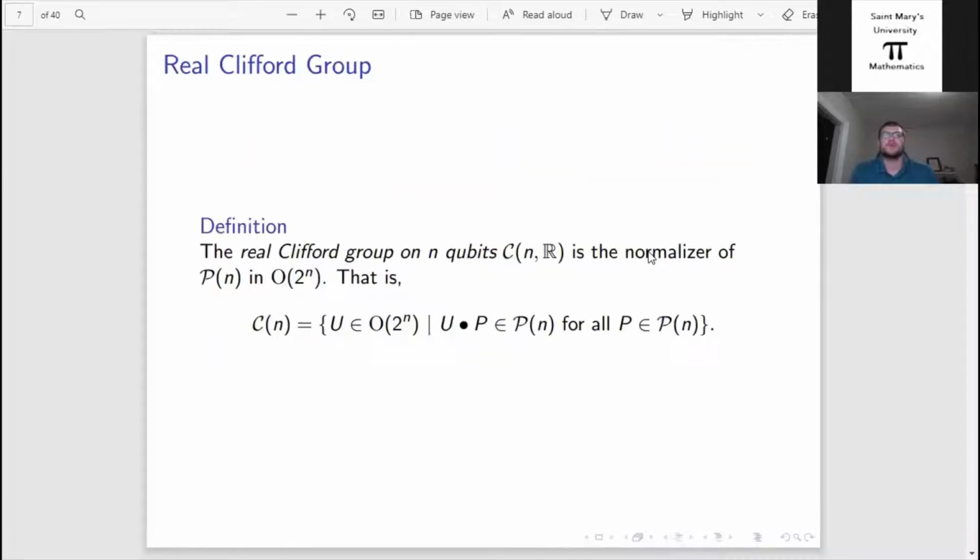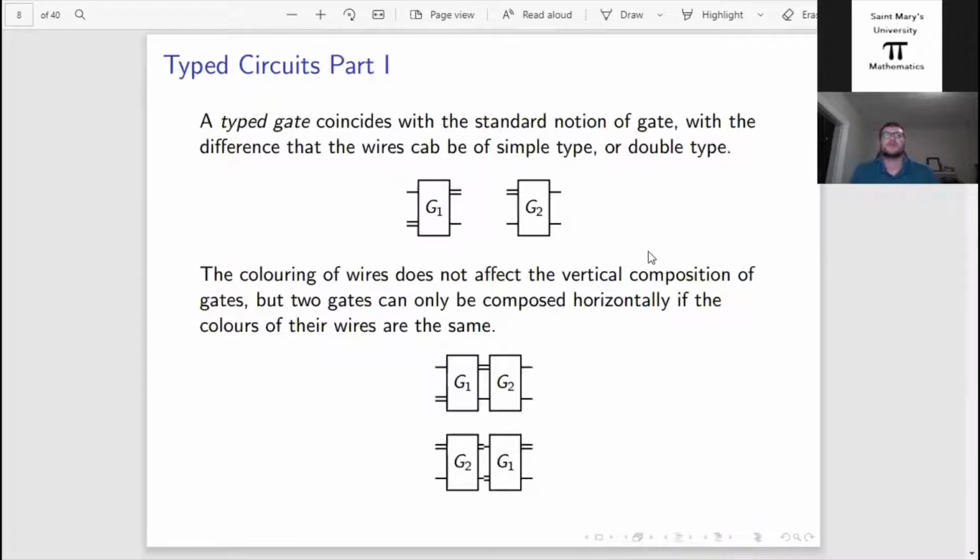Yeah, so that's going to be the group that we're worried about. And since we're the normalizer, we have some nice structure that we'll exploit later. And so this is the set of operators that we're dealing with.